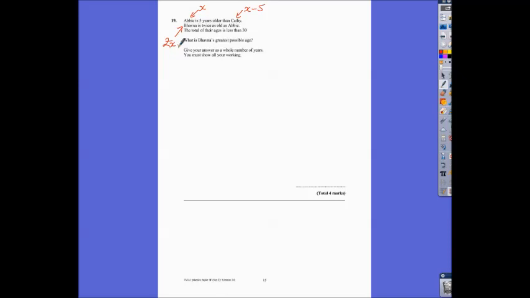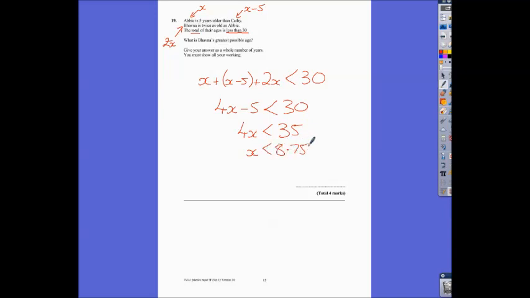Now it says the sum, or the total, of their ages is less than 30. So we're going to set up an inequality here. So Abby plus Kathy plus Bavner is less than 30. Now if we simplify that, we've got x, x and 2x gives us 4x, minus 5 is less than 30. And to solve that, we add 5 to both sides. So 4x is less than 35. And then divide by 4, you can use a calculator for this, but x has got to be less than 8.75. So the greatest it can be is 8. And so x is 8.